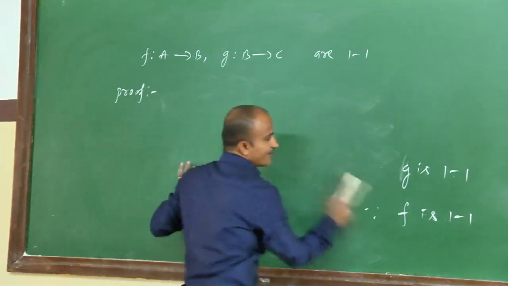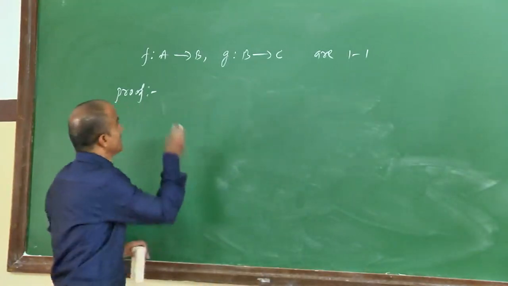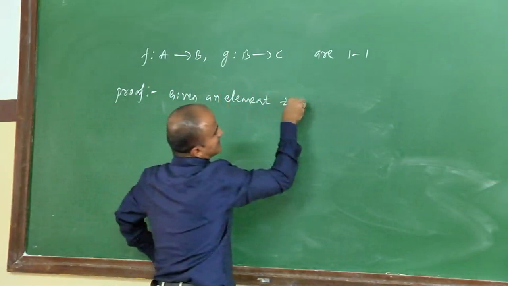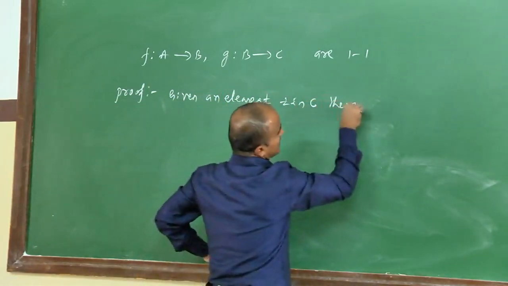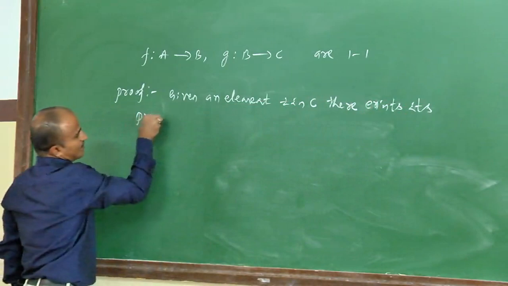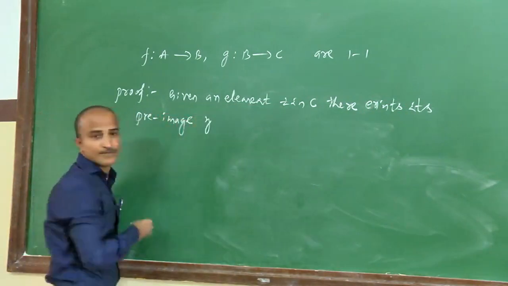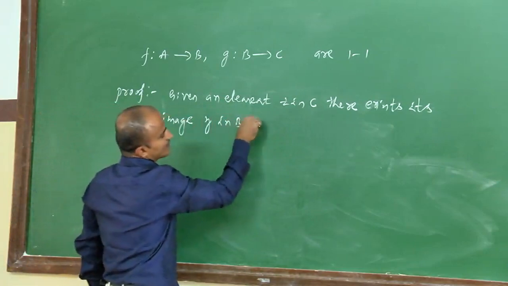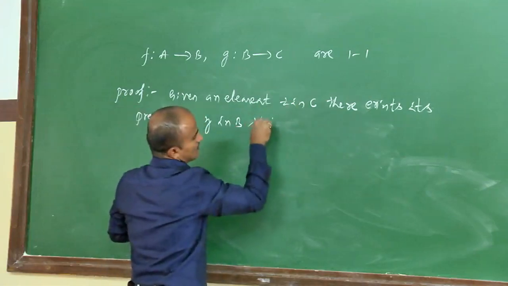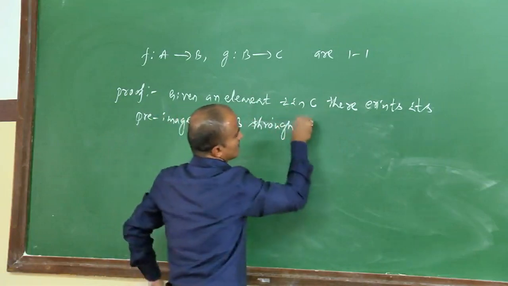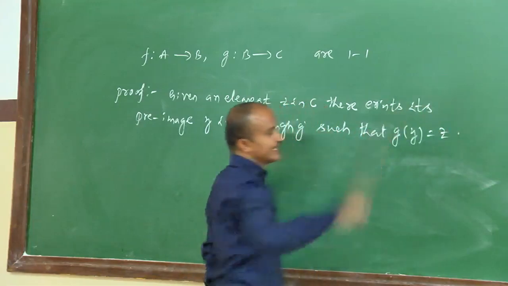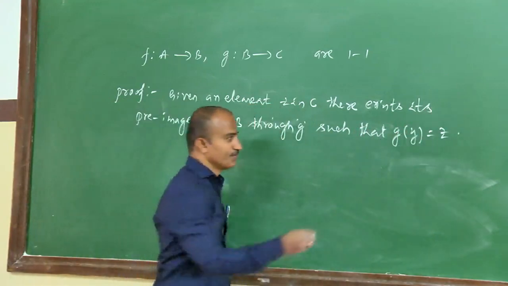Now consider any arbitrary element from C. Let Z be given, an element Z in C. There exists its pre-image Y in B such that through g, g of Y equals Z, or Z equals g of Y for some Y belongs to B.